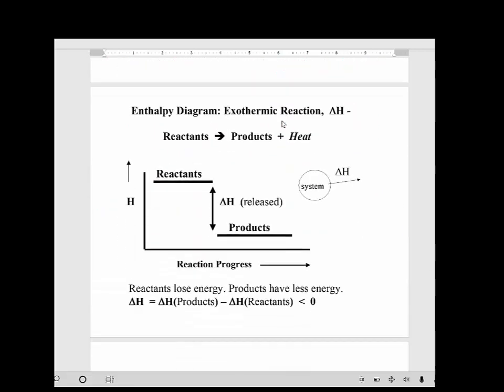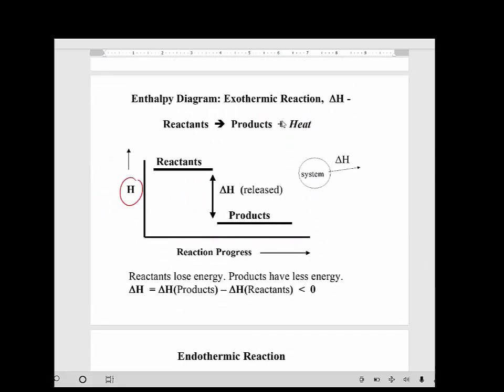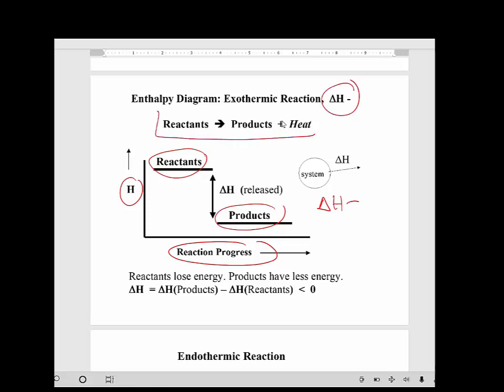So if we graph enthalpy versus reaction progress going from reactants to products for an exothermic reaction, since the products have less energy than the reactants, the delta H is going to be a negative number. So this diagram corresponds to this type of chemical reaction: reactants go to products plus heat being released to the surroundings. Heat goes from the system to the surroundings, and the products have less energy than the reactants. And so delta H for the reaction is equal to enthalpy of products minus enthalpy of reactants. Since the product energy is less than the reactants, the change is going to be negative.